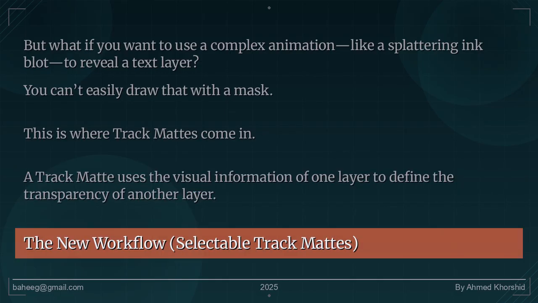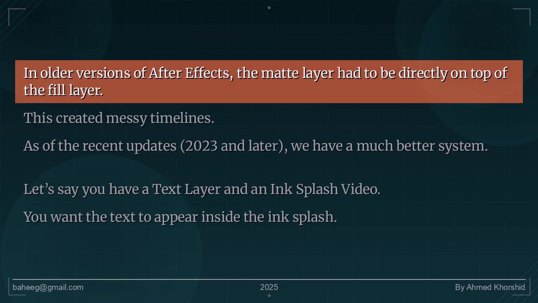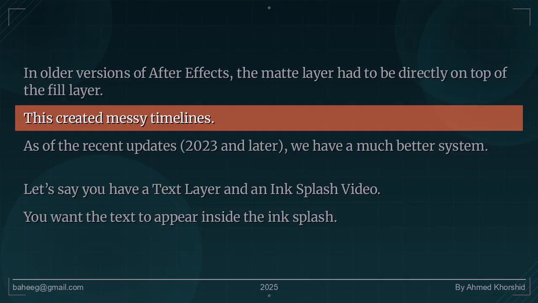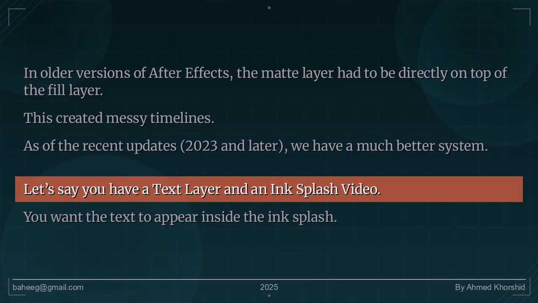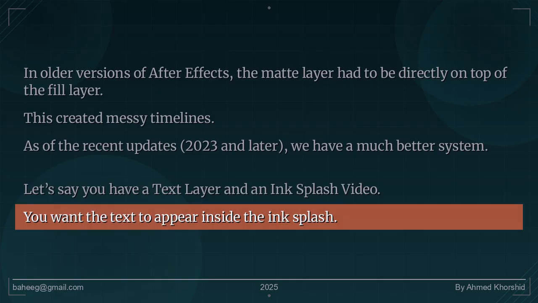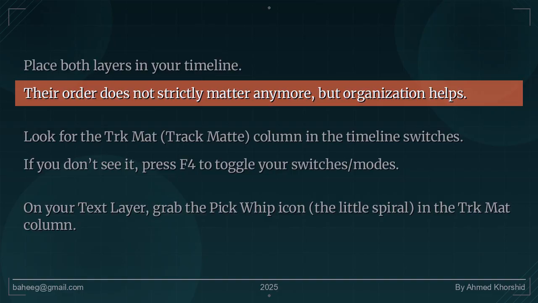The new workflow, selectable track mats. In older versions of After Effects, the matte layer had to be directly on top of the fill layer. This created messy timelines. As of the recent updates, 2023 and later, we have a much better system. Let's say you have a text layer and an ink splash video. You want the text to appear inside the ink splash. Place both layers in your timeline. Their order does not strictly matter anymore, but organization helps.